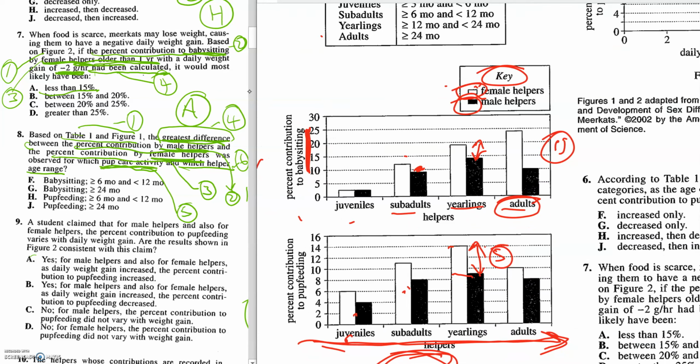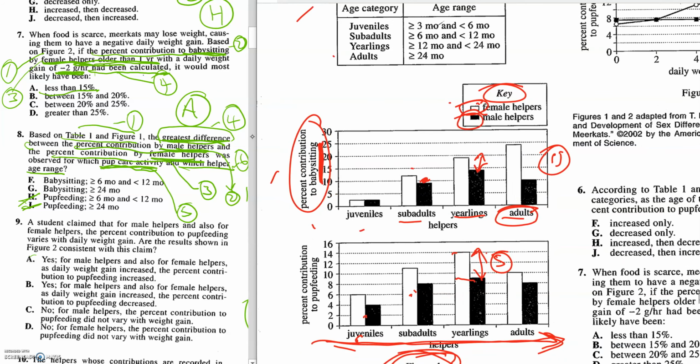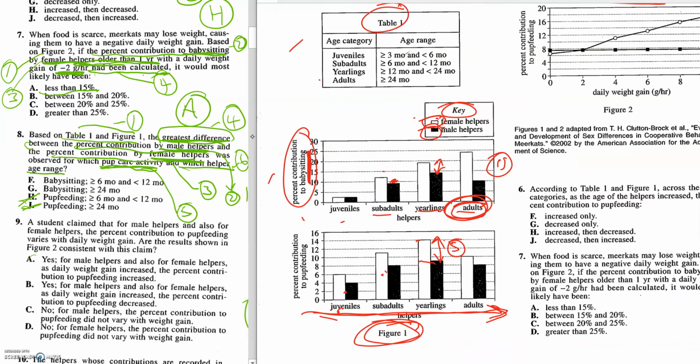So look at the answers. It says babysitting, and then it gives the age range, or pup feeding in the age range, 2 age ranges. We know that pup feeding is wrong, because the biggest difference is found in this graph. And then we just have to say what is the age range. It happens where it's adults. So we come up to table 1 and we see what age range adults are in, and they're over 24 months. So we just need the one that has the 24 months. Babysitting in 24 months is G.